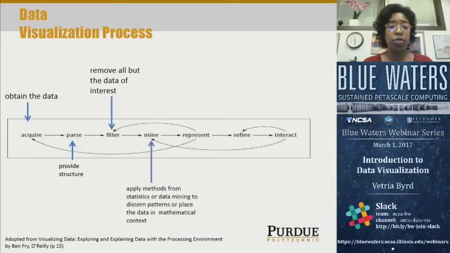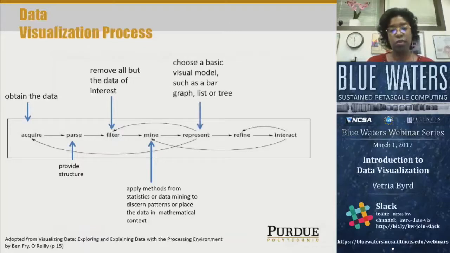Once you've removed all but the data of interest, you will want to mine that data, and that means you will apply some type of methods, maybe from statistics. You want to try to pick out those patterns that we talked about before, maybe apply some type of mathematical context to the data that you have. And then ultimately you would want to choose some type of basic model, such as a bar graph or a list or tree.